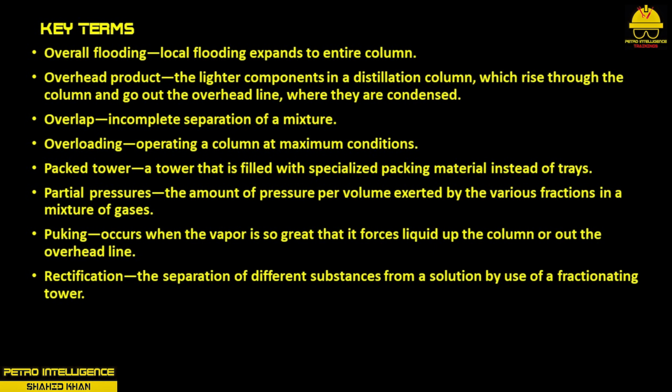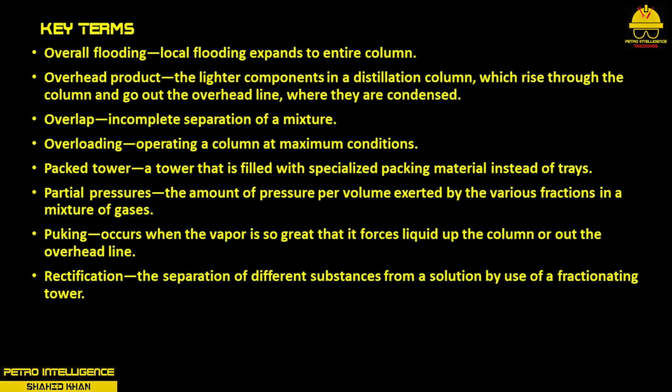Overall flooding is local flooding expands to entire column. Overhead product is the lighter components in a distillation column, which rise through the column and go out the overhead line, where they are condensed. Overlap is incomplete separation of a mixture. Overloading is operating a column at maximum conditions.